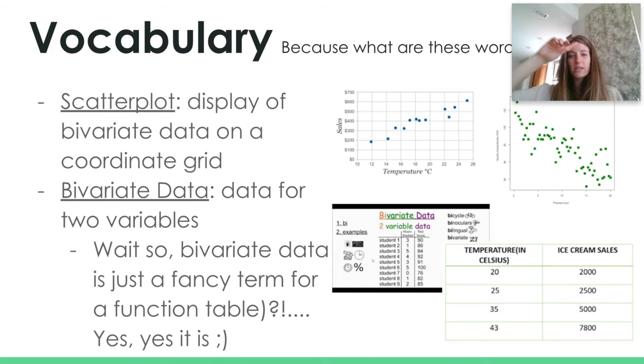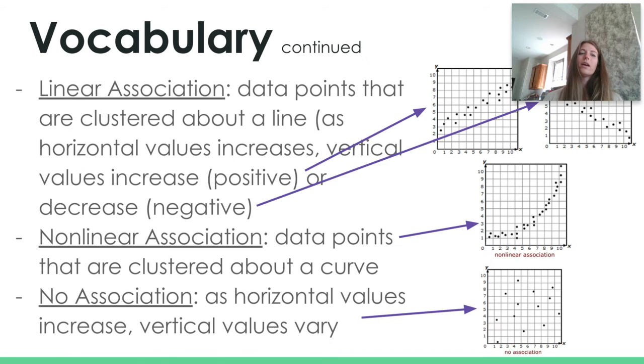Scatter plot is basically just a term for a graph with scattered plots on it, right? And then bivariate data is an extremely fancy term for two different sets of variables put together on a graph. Like bi meaning two, variate meaning variable, two sets of variables. It's basically a fancy term for a function table, just X and Y. We do have other words that we'll need to go over.